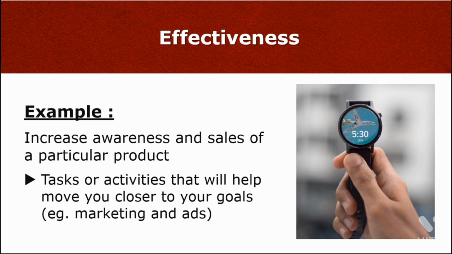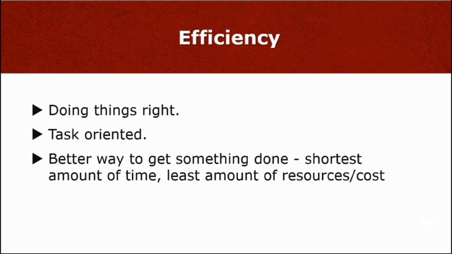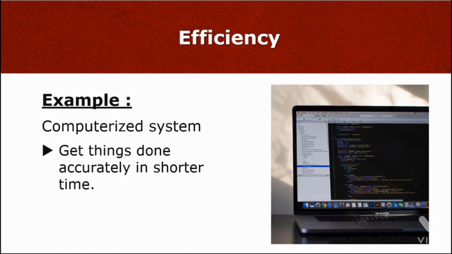This makes you effective. Efficiency is about doing things right. This aspect is task-oriented. It's using better ways to get something done well in the shortest amount of time possible while utilizing the least amount of resources and/or costs. An example of efficiency would be using a computerized system to get things done accurately in a shorter span of time, as opposed to relying on manual methods to do the same thing, which will take more time and effort.